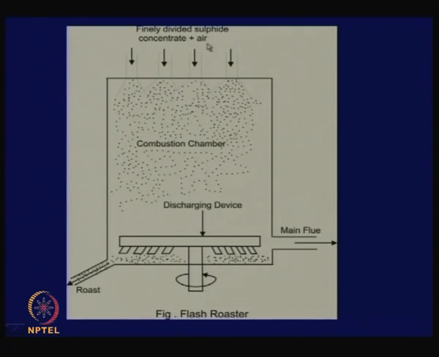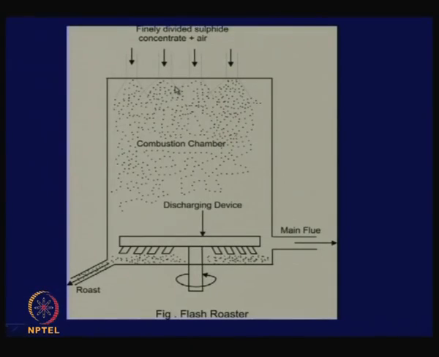There the idea is that finely divided sulfide concentrate and air is allowed to drop through a combustion chamber maintained at a certain temperature, and with a discharging device, you get the roast straight away. What will be the nature of the product will depend on, of course, the partial pressure of oxygen and temperature, etcetera. But this is a very rapid process, whereas the multiple hearth roaster will take a very long time, because the central shaft is rotating and the charge is coming very slowly from top to the bottom. But here it is practically almost instantaneous. Of course, there is a height of the chamber. They simply drop through a hot chamber and immediately roast, and they are taken out.